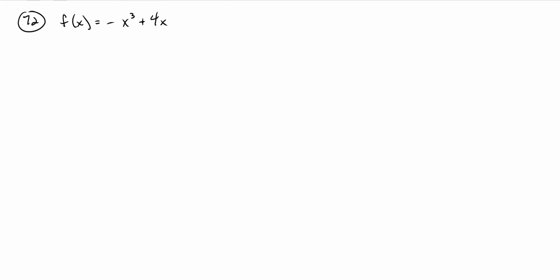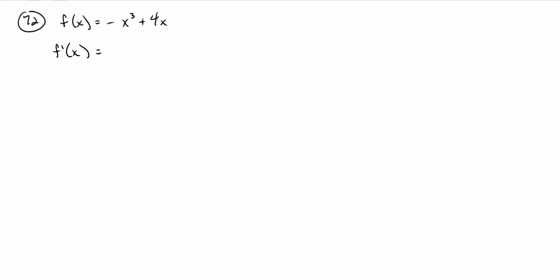72, find the derivative of the function. So that's going to be f prime of x. And we could use the difference quotient. It definitely works. It always works. It's a very sound and fundamental way of finding the derivative.